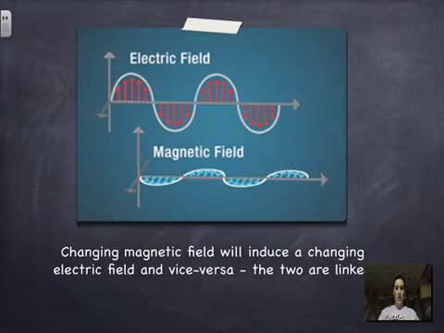So if you look at this image, it can kind of illustrate what I was talking about. The electric field is going up and down. The magnetic field is going back and forth. So these two fields are linked together.